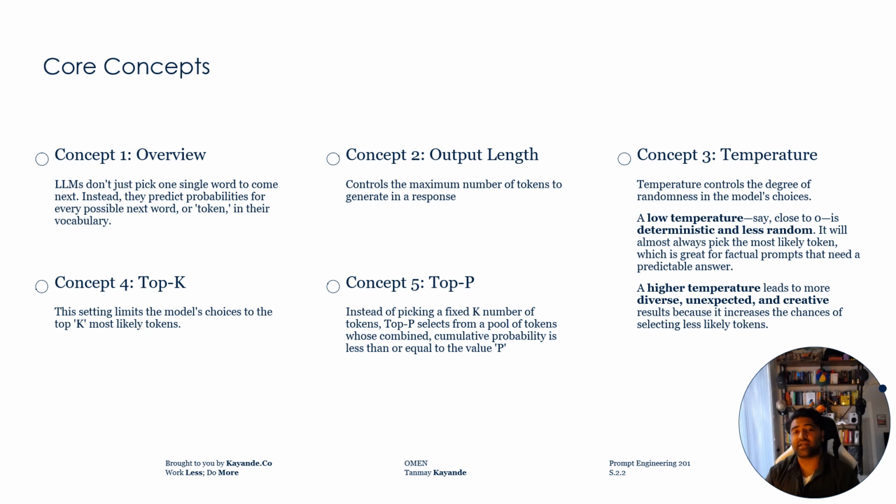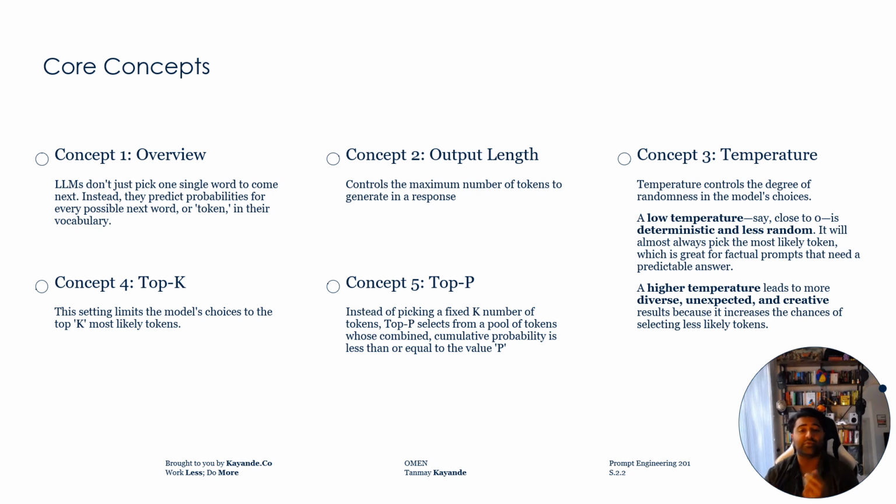This setting is exactly what it sounds like. It controls the maximum number of tokens to generate in a response. It's important to know that reducing the output length doesn't make the model more concise. It simply causes the LLM to stop generating more tokens once that limit is reached.